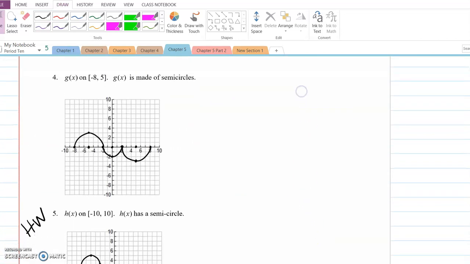Number 4, you've got 1, 2, 3 circles, and you have to figure out the radii of these circles first. So from -5 to -8 is a distance of 3. So that first circle will have an area of pi times r squared, which is 9 pi. But because it's a semicircle, you divide by 2. So we have 9 pi over 2.